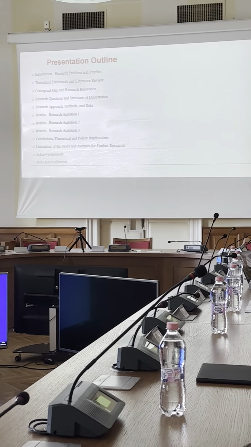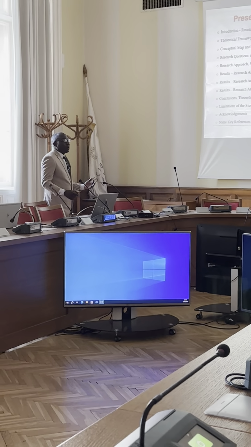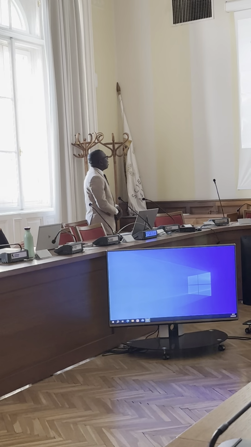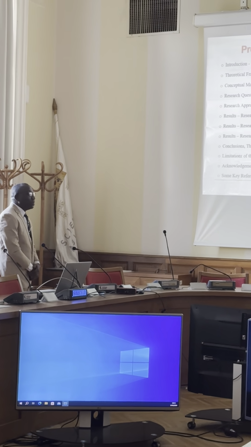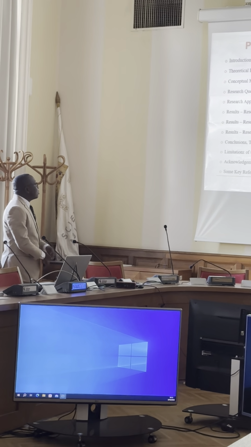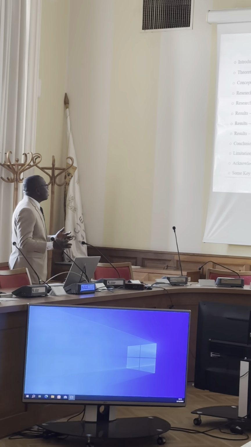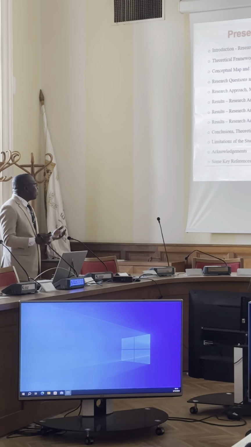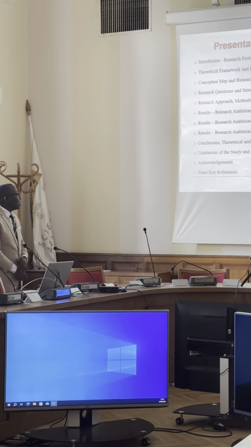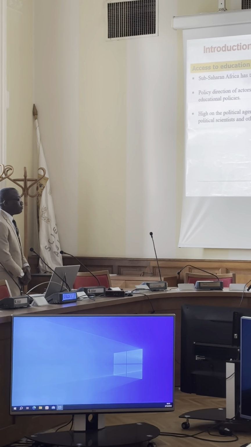In today's presentation, I'll be going through the research problem and the puzzles. I'll be going through the theoretical frameworks and literature review, the conceptual map, and the core relevance of the research. I'll pose the research questions and the structure of the dissertation, the research approach and method, then I'll come up with the results, and then I'll come up with some conclusions and some theoretical and policy implications.